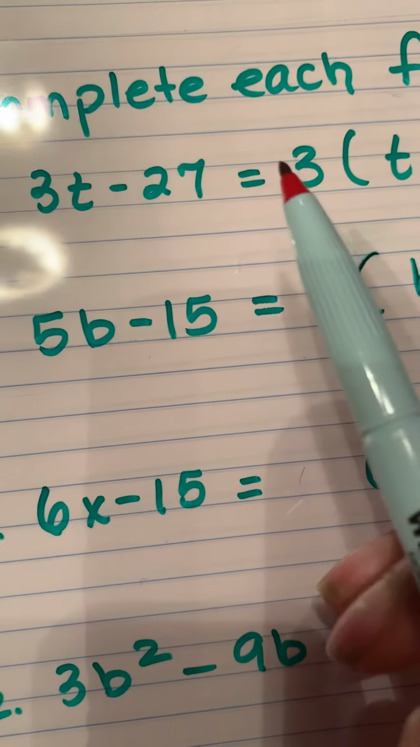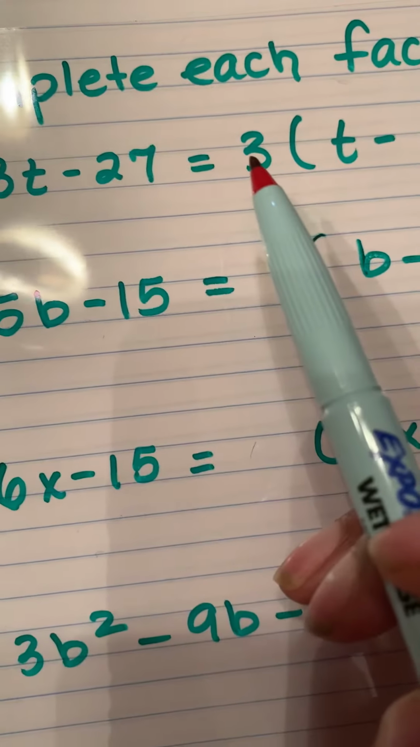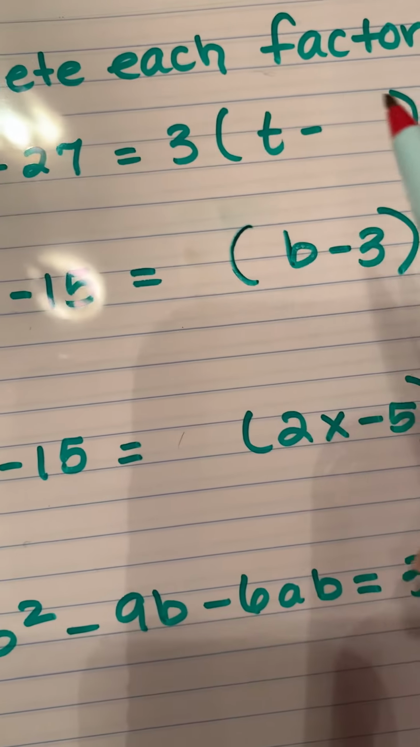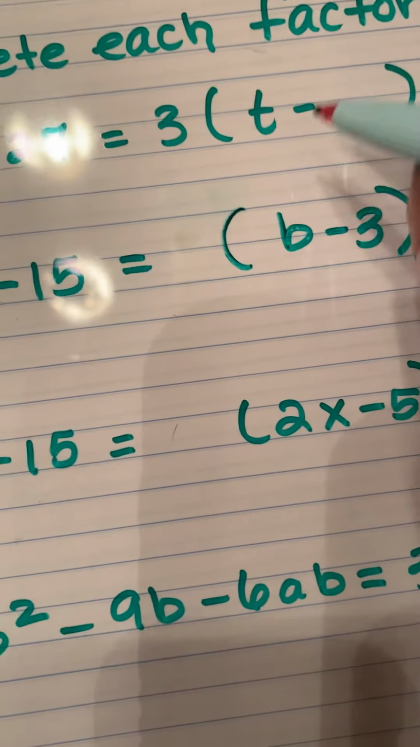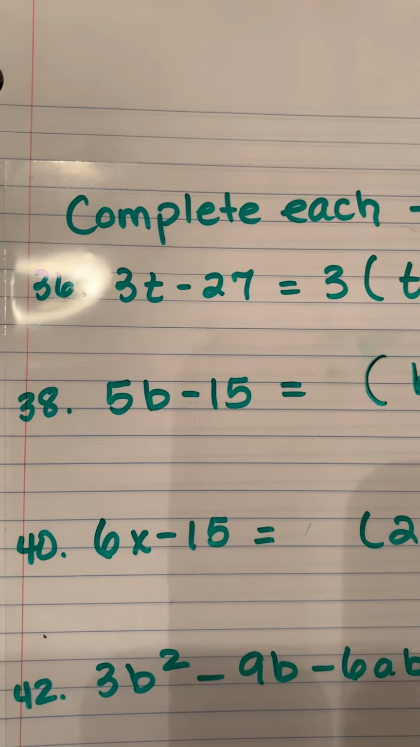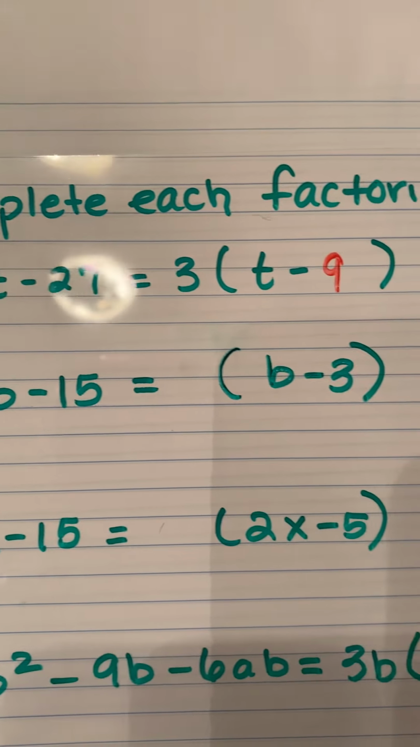So I want you to think about your 3 tables. Here, I have a 3 on the outside. I'm trying to make 27. So 3 times what will give me 27? 9, and that's your answer. That's it. You're just thinking about your timetables. You're just kind of going backwards.